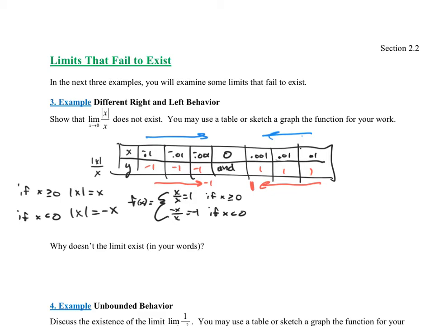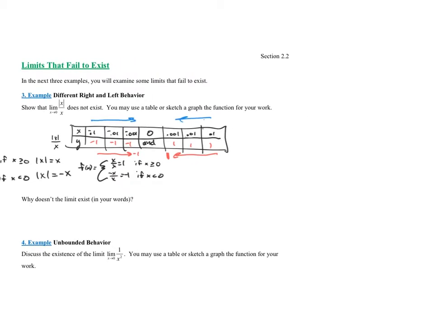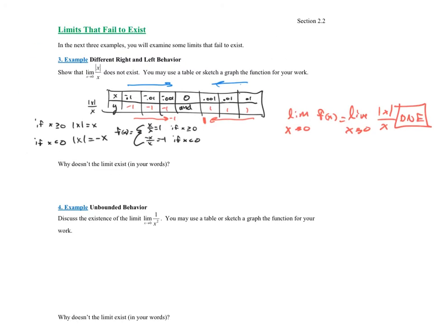Since the limits don't agree, what does that mean? That means, just as the green title suggests, the limit as x approaches 0 of this function, which is the limit as x approaches 0 of the absolute value of x over x, does not exist. I'm going to write DNE for does not exist. And it says, why doesn't the limit exist in your words?